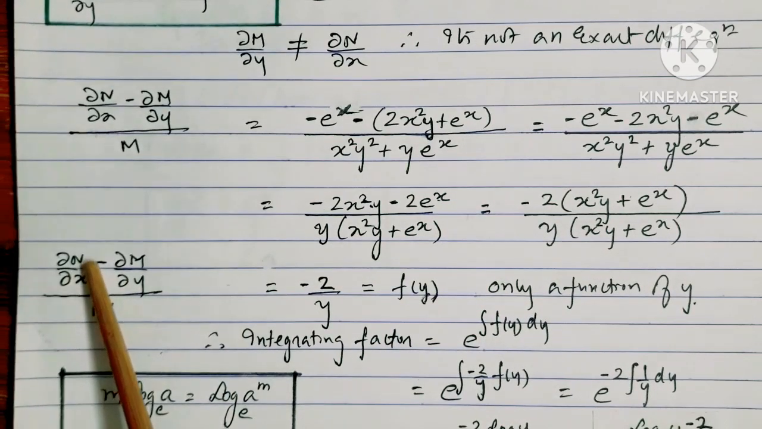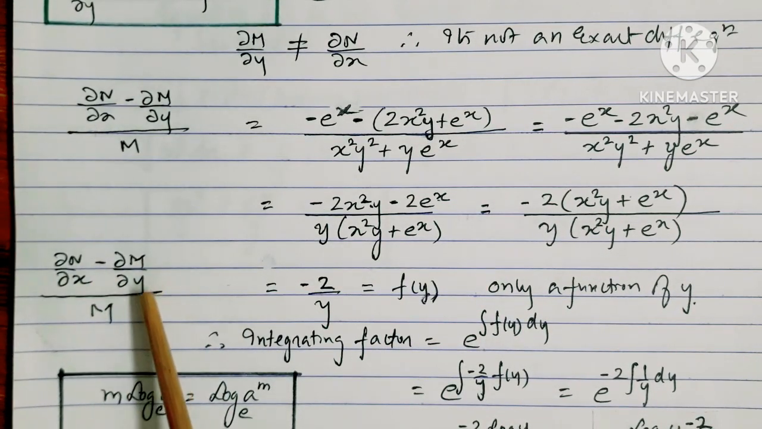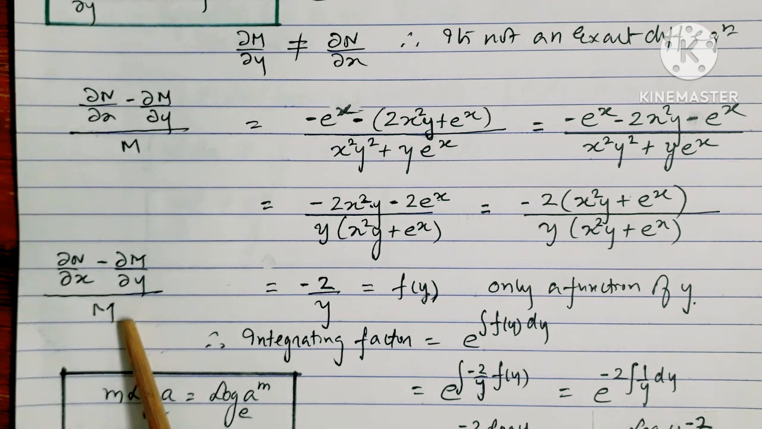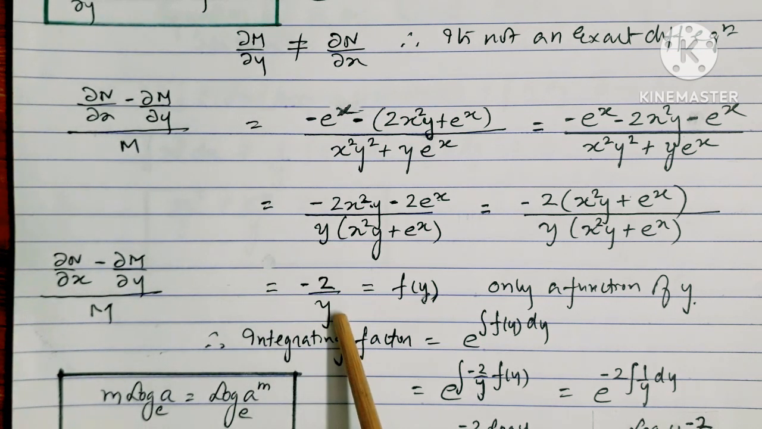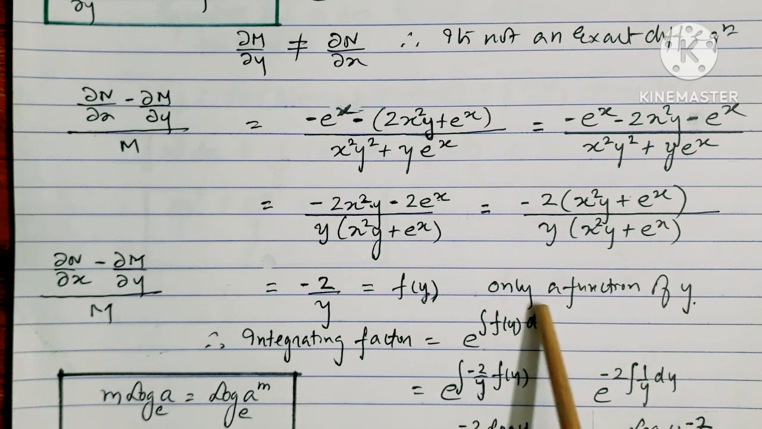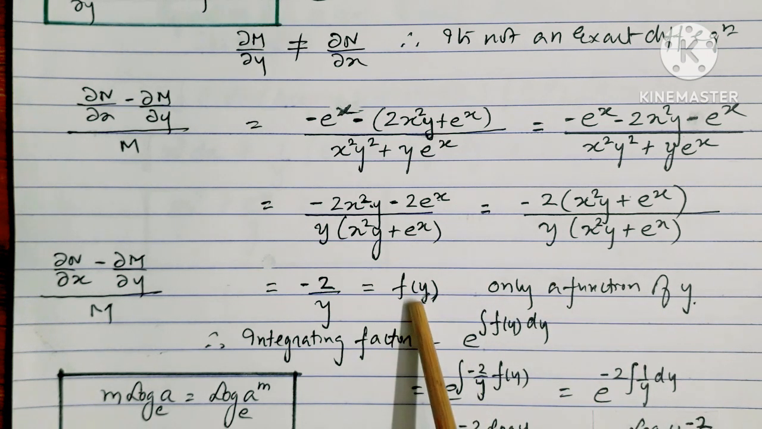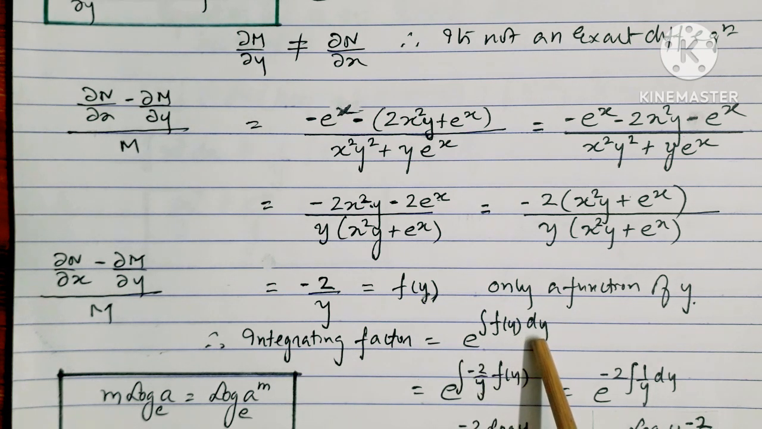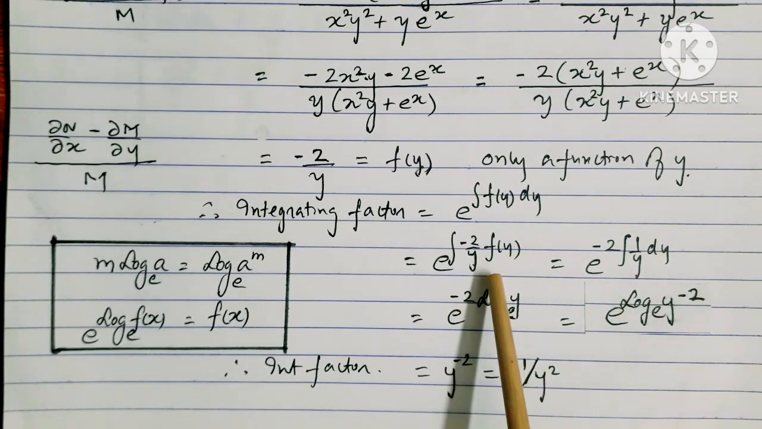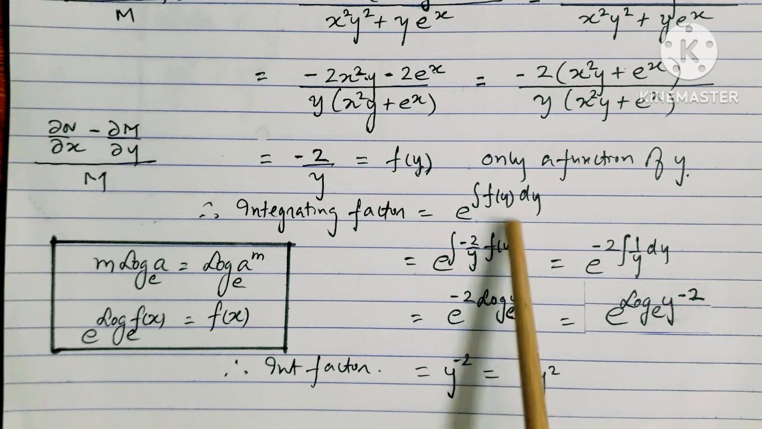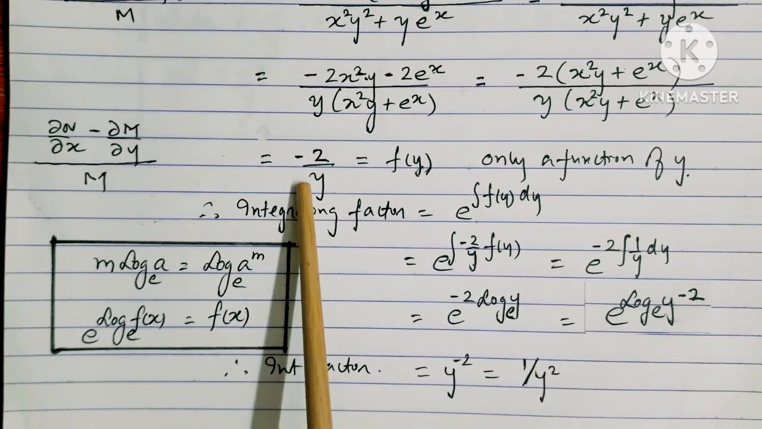That is, ∂N/∂x minus ∂M/∂y upon M is equal to minus 2 by y. That is, it is only a function of y, say f(y). Therefore, the integrating factor would be e raised to integral f(y) dy. Now, let us substitute the value of f(y) in the integral, which is minus 2 by y.